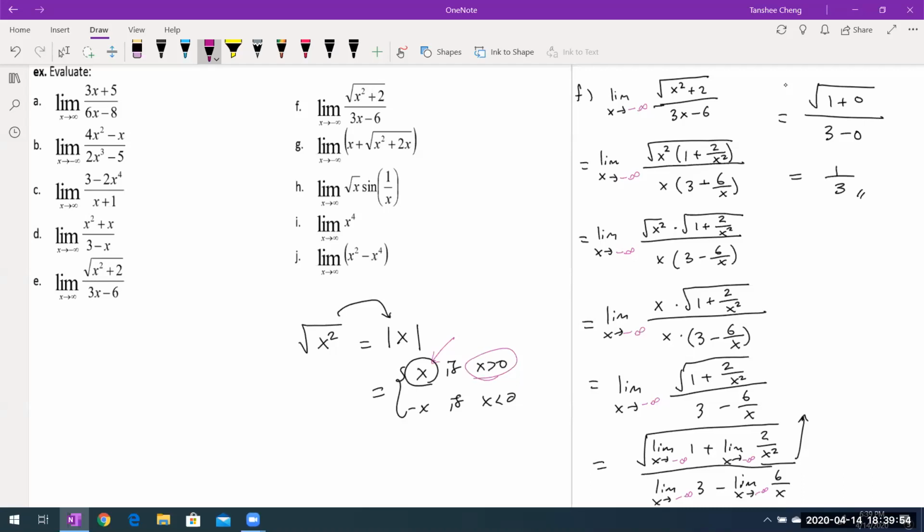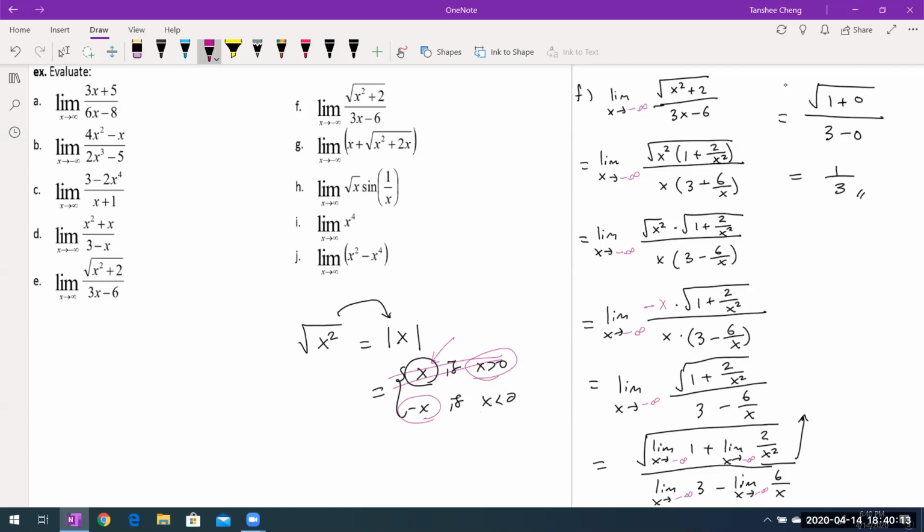However, at this time, x is approaching negative infinity, so you cannot use this anymore, right? When x is approaching negative infinity, we're going to be using this formula to represent square root of x squared. So that's a big difference right here. So therefore, this will become negative x.